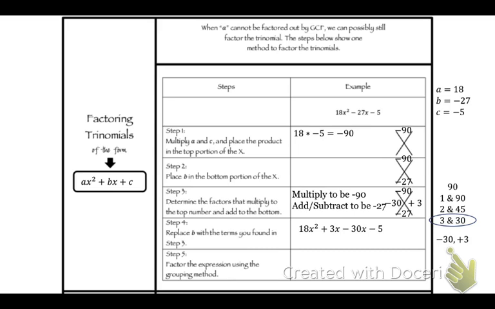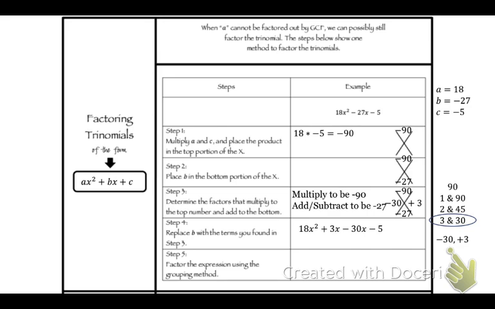So I have 18x squared plus, so I'm replacing this b term right here with this. So 3x and negative 30x. And you might have to interchange these. I know this one's going to work because I did it before, but sometimes if it doesn't work, you have to interchange them. So 18x squared plus 3x minus 30x minus 5.